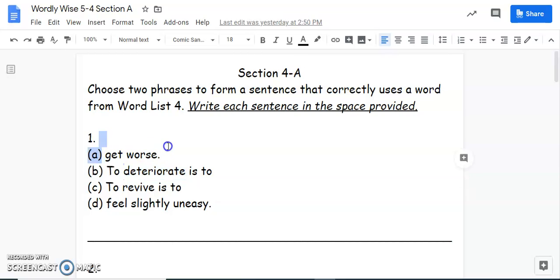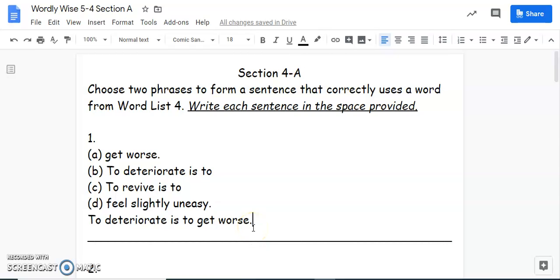Does that mean to get worse? Or does it mean to feel slightly uneasy? Well, both of those are kind of negative. I know that really can't be revived, so it has to be deteriorate. So I click underneath. To deteriorate is to, okay, so am I going to get worse or to feel slightly uneasy? Well, I know enough about this word that it probably means to get worse, period.